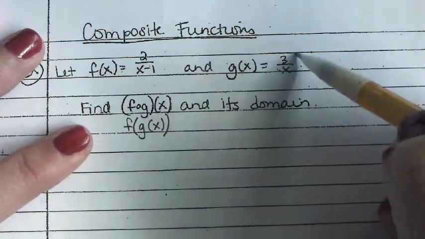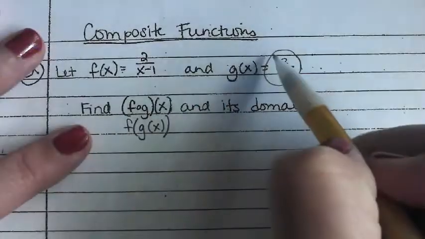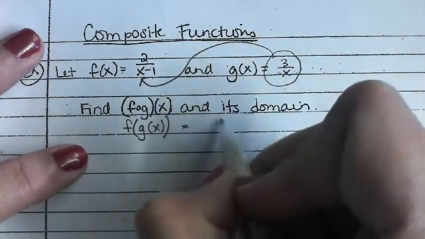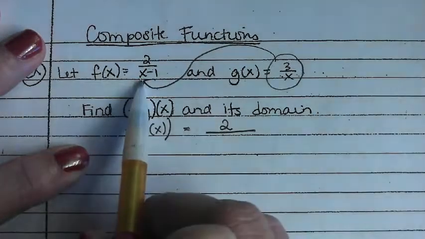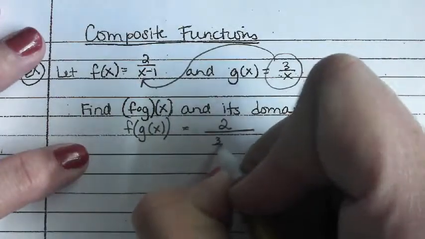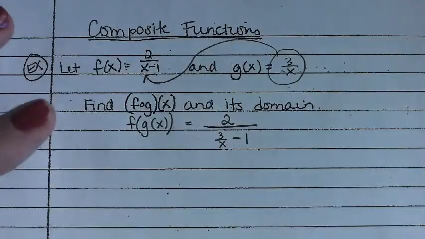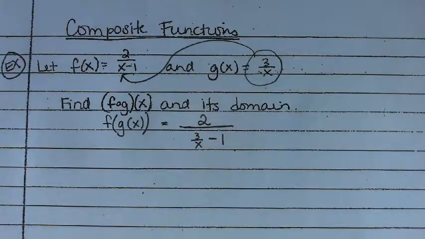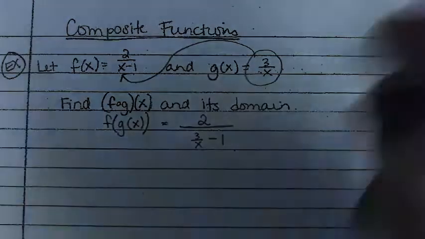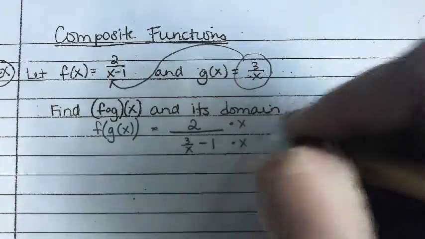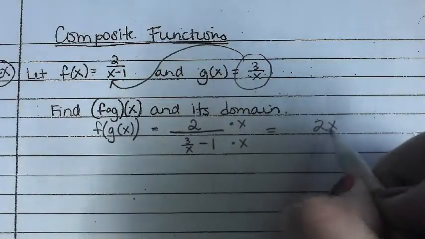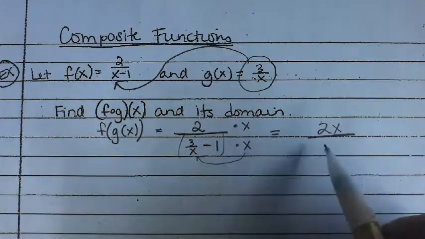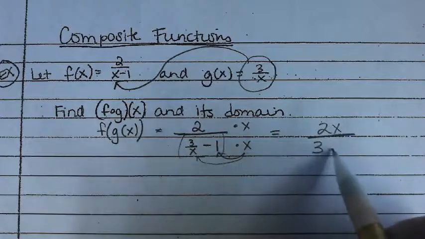Right, so finding f of g of x here is just taking g of x as it is and plugging it in to f of x. So this would be 2 divided by, we're replacing our x with 3 over x minus 1. And then we're simplifying this, and I'm going to use the least common denominator method, so I'm going to multiply the numerator by x and the denominator by x. So that's going to make 2x over, and I have to distribute down here. That's going to be 3 minus x.